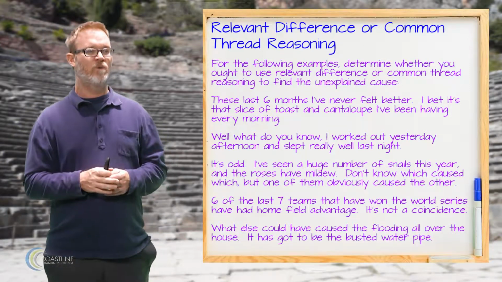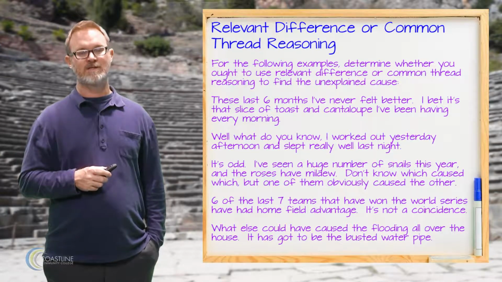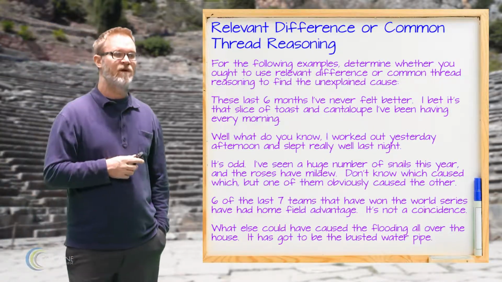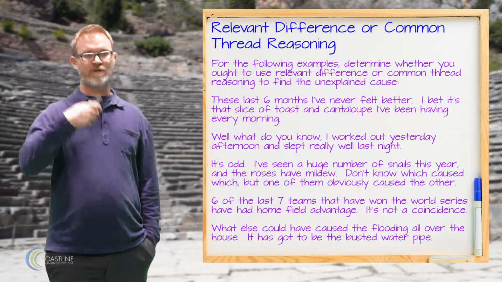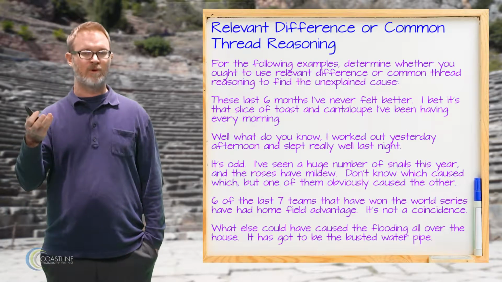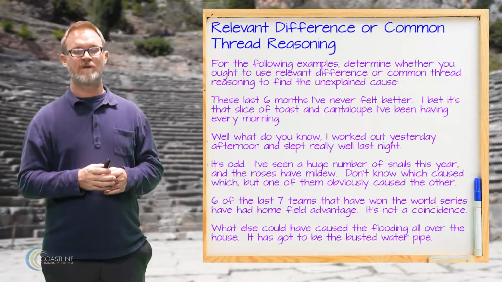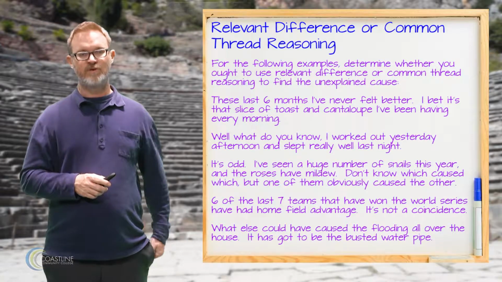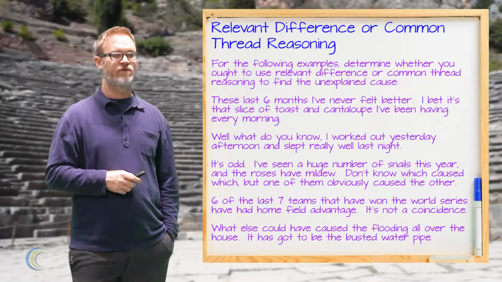Next example. Well, what do you know? I worked out yesterday afternoon and slept really well last night. Okay, so in this example, again, we have a kind of one-off thing, right? It happened yesterday. I worked out yesterday afternoon and slept really well last night. So you have this kind of one-off effect. And so this is, again, an example of relevant difference reasoning, right? You want to use relevant difference reasoning to determine the cause here.